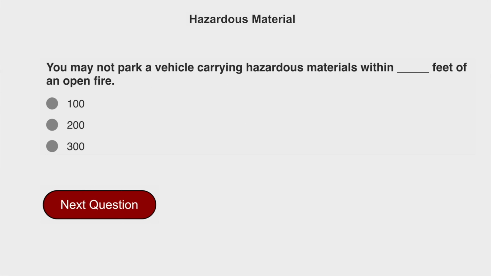You may not park a vehicle carrying hazardous materials within how many feet of an open fire? 300 feet.